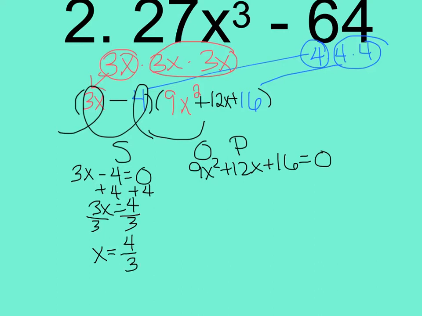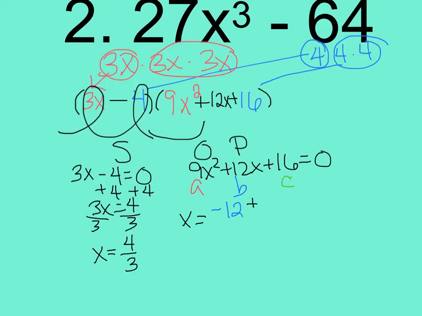The other one, we're going to use the quadratic formula for. So we label A, B, and C. So we plug them in, so we go x equals negative b. Well, since b is a positive 12, that makes it a negative 12.